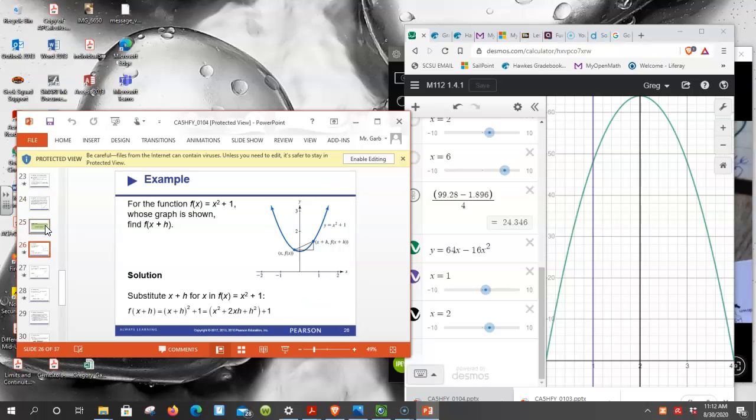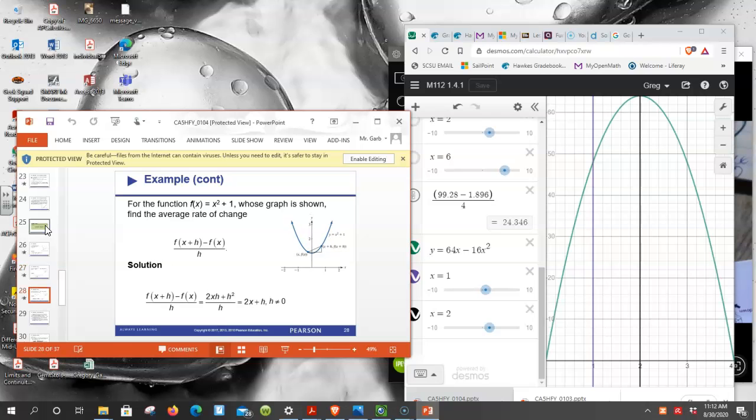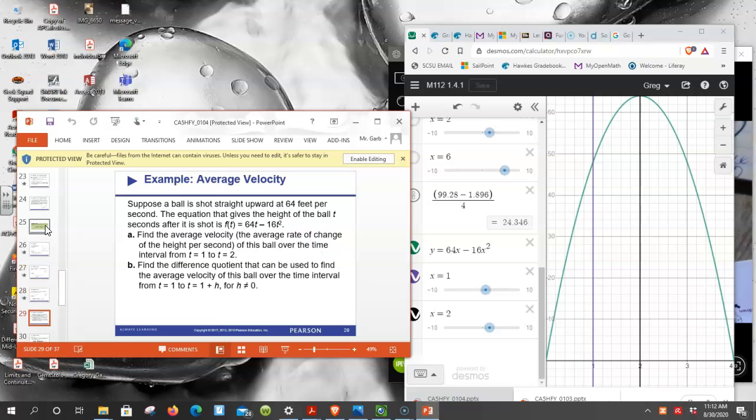Difference quotient doesn't really relate to us specifically. I'm not going to put you through that. So here you go. This is a typical problem that we'll see. You take a ball and it's shot straight up 64 feet per second. The equation that gives the height of the ball. So we want to know what's the height of the ball at a given point in time, assuming that it's thrown with a certain speed of 64 feet per second.